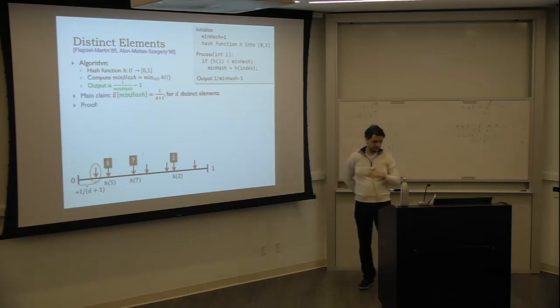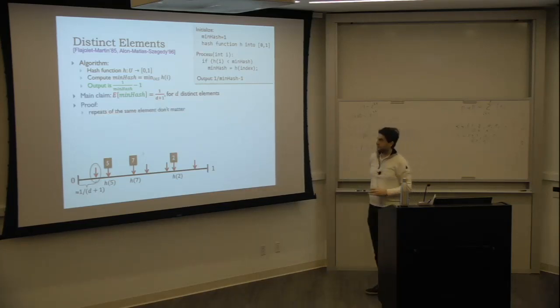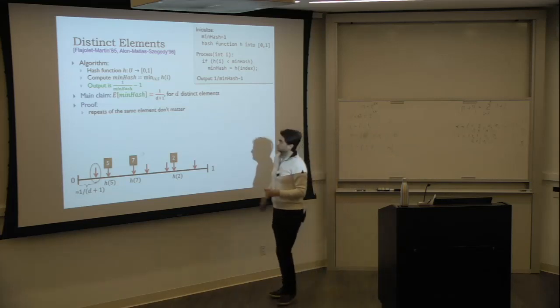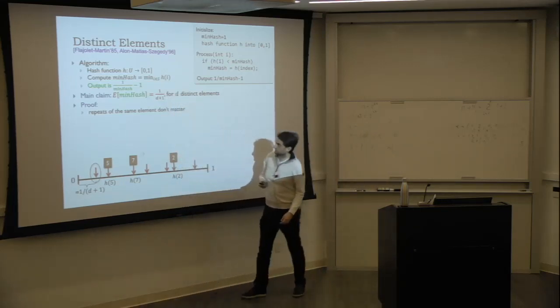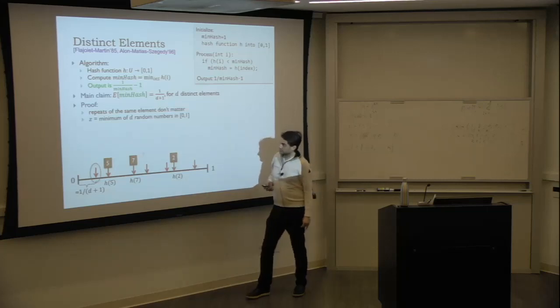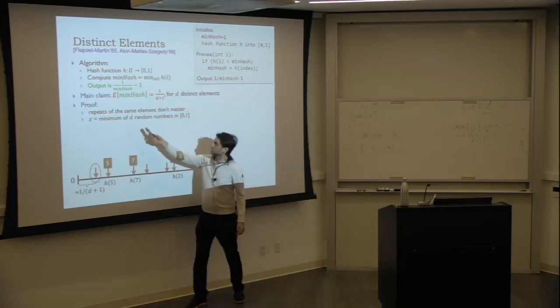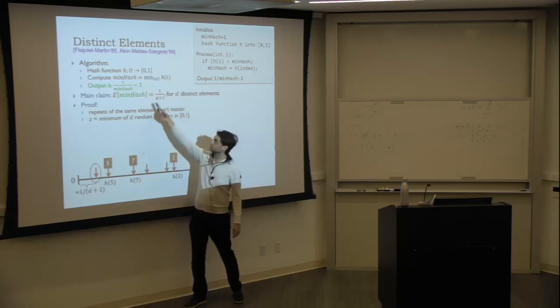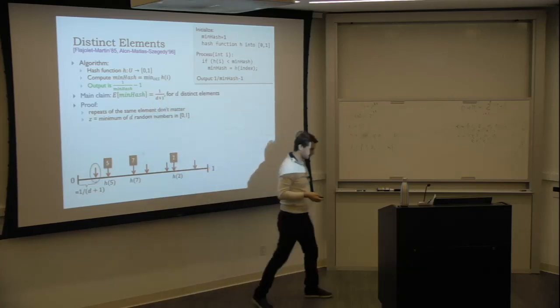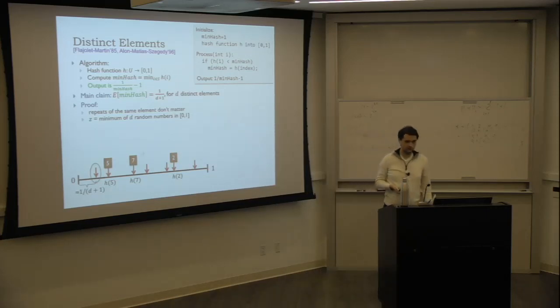Okay, and here is the proof. Again, as mentioned, repeats of the same element don't matter, right? Because it won't affect this formula. Okay, so let z be the minimum of d random numbers in 0, 1. Right, so we want to prove that the expectation of z is 1 over d plus 1. To prove this, we'll analyze this expectation of z in two different ways.